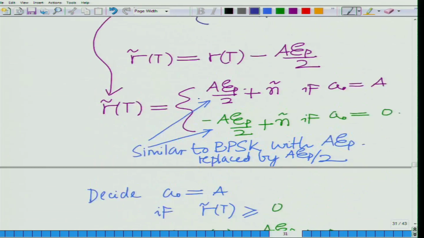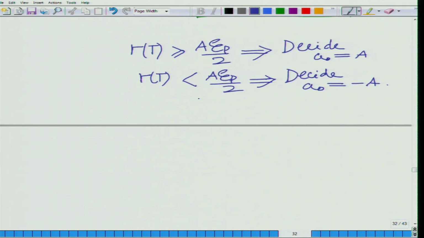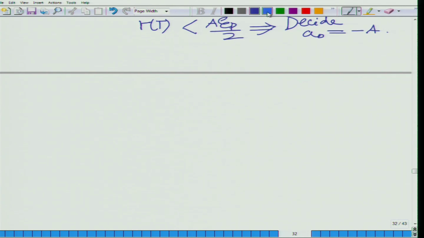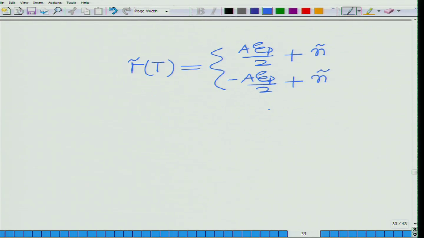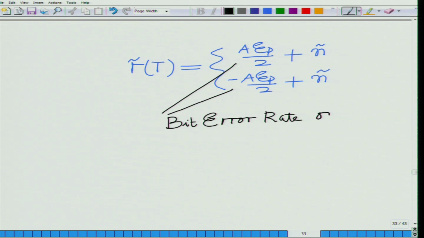Now, if you look at the probability of bit error, again the probability of bit error can now be derived easily. Now, you see this is similar to BPSK, if you look at R tilde of T, this is equal to A E_P by 2 plus N tilde, or minus A E_P by 2 plus N tilde. So, the bit error rate is similar to that of BPSK with A E_P replaced by A E_P by 2. The bit error rate or probability of bit error, it is the same thing, both mean one and the same.